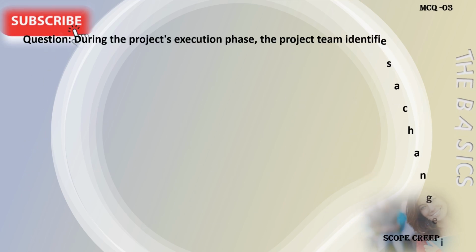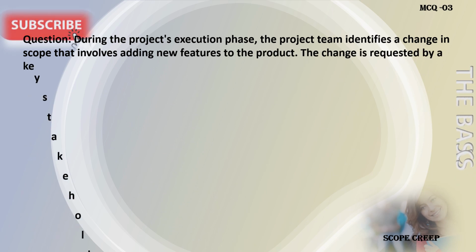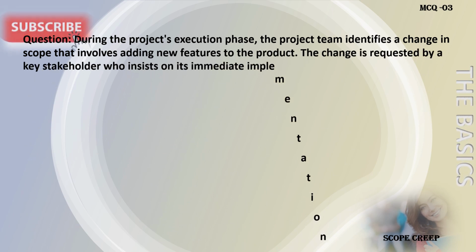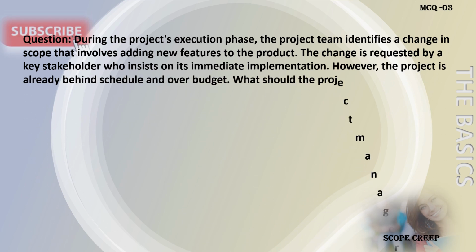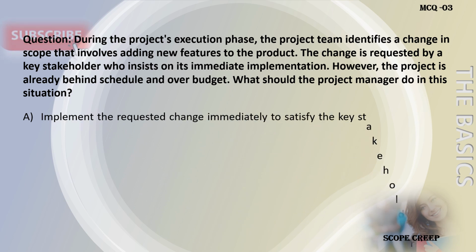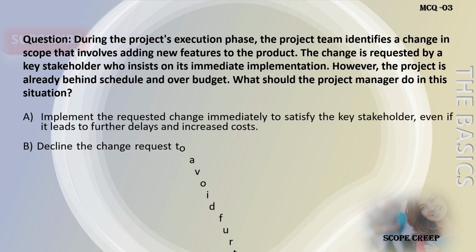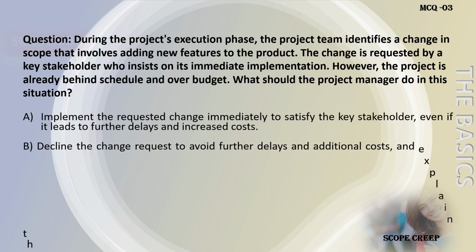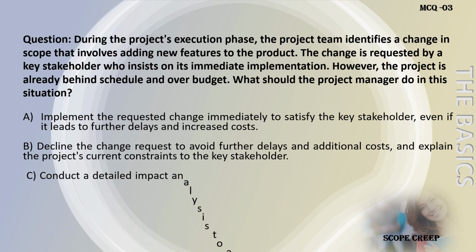Question number 3. During the project's execution phase, the project team identifies a change in scope that involves adding new features to the product. The change is requested by a key stakeholder who insists on its immediate implementation. However, the project is already behind schedule and over budget. What should the project manager do in this situation?